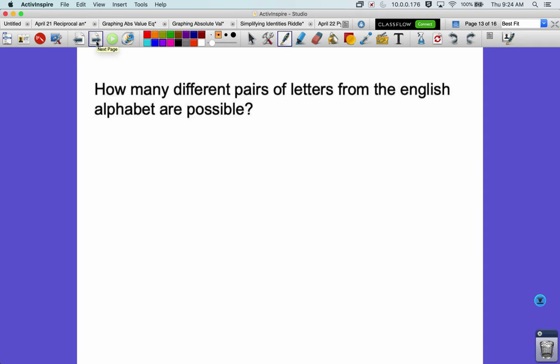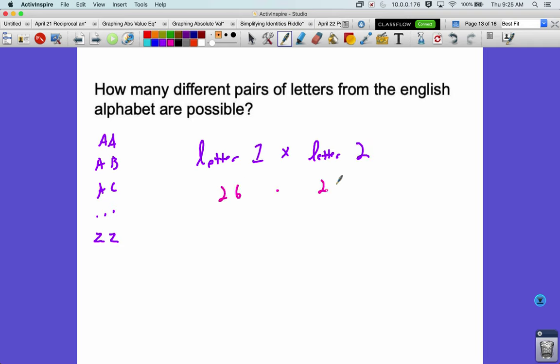Okay, how many different pairs of letters from the English alphabet are possible? This would actually take a really long time to list out because you would have AA, AB, AC, dot, dot, dot, all the way to ZZ. So there'd be 26 ways to pair a letter with A, then 26 with B, then 26 with C. So we could just think of this as letter one and then letter two. 26 times 26. Got my calculator right here. I just do 26 squared. I get 676 combinations. Now be very careful: if the problem says we're not allowed to repeat letters or order doesn't matter, then this becomes a very different problem. But if it's just pairs of letters, then 676.